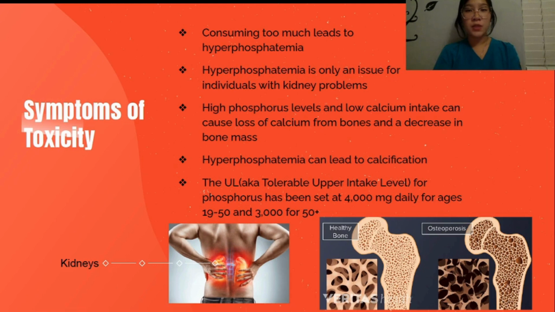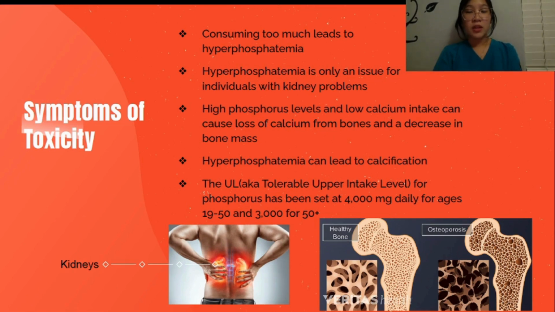High phosphorus levels and low calcium intake can cause loss of calcium from bones and a decrease in bone mass, which increases the risk of osteoporosis. It can also lead to calcification, which is the body depositing calcium in soft tissues such as arteries or kidneys.